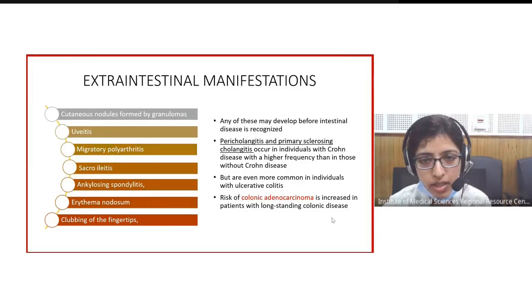Okay, as we know, a long-standing chronic inflammatory process eventually becomes a risk factor for development of carcinoma, because it becomes a very fertile ground for mutations to take place, and some of these mutations may induce an oncogenic process in the epithelial cells and result in unregulated cell proliferation. So there can be multiple nodules on the skin in these individuals, uveitis, migratory polyarthritis, sacroiliitis. So essentially systemic involvements in inflammatory bowel disease, because it is essentially an immune dysregulatory disease.